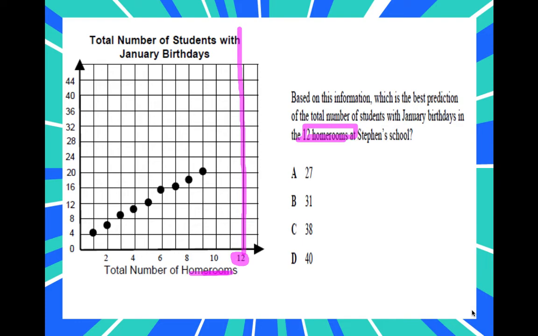So let's look at this. We're going to make our own. I'm going to start down here at the bottom, and I want to go through the middle of the dots. All right. And I'm going to put it about right there.